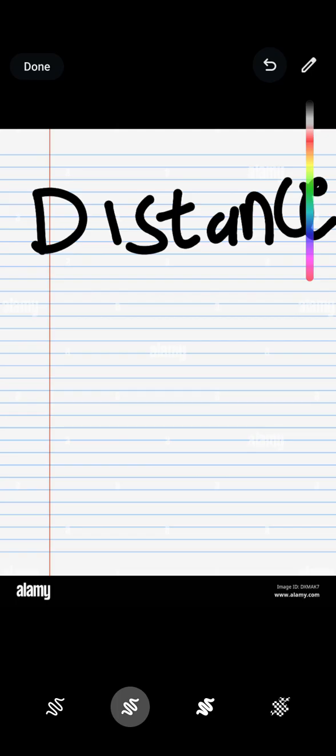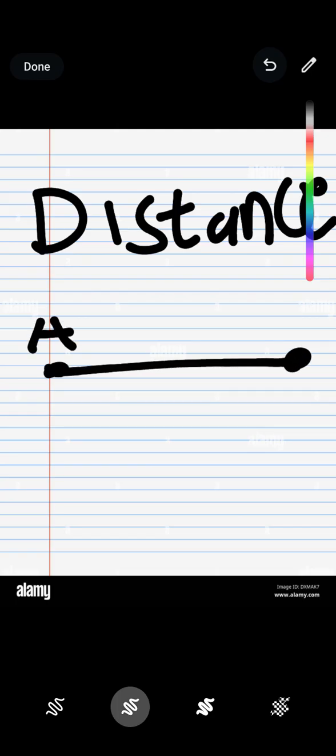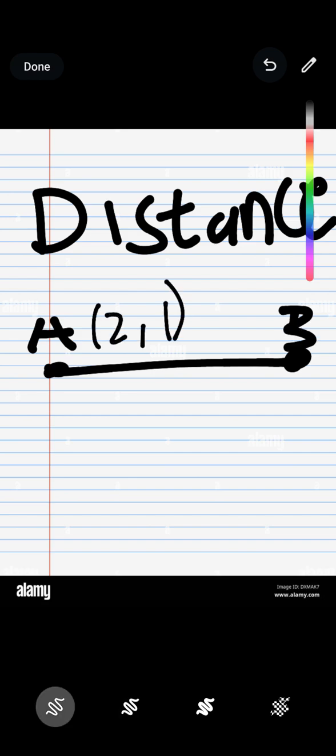Distance of a line. So if you have a point here and the line is like this, another point here, A, B, right? So this one is 2 comma 1 and B it's maybe 4 comma 3. Okay, the distance of AB or the length of AB is given by distance.